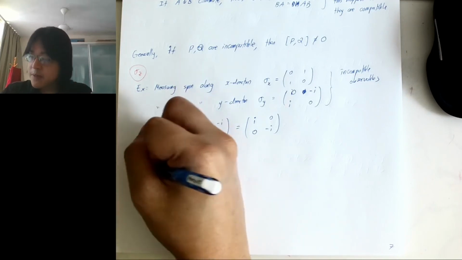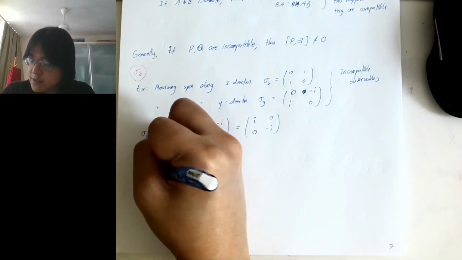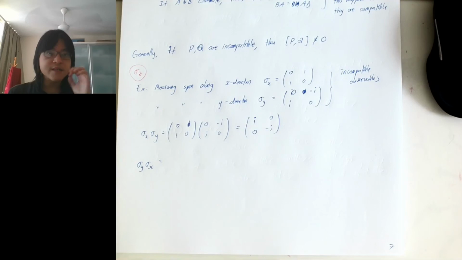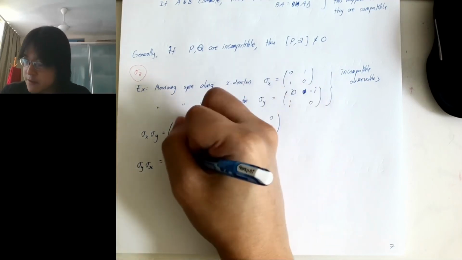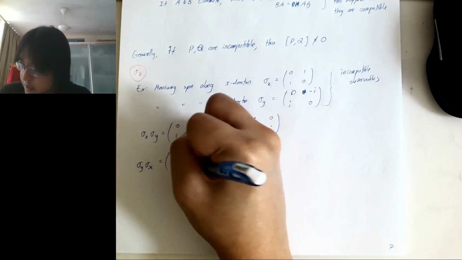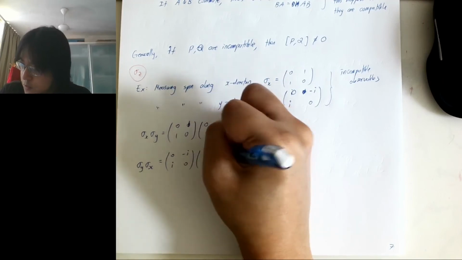But remember, matrix multiplication, if I swap the order, there's a chance I get a different number. Look at this, right? i 0 and then 0 1 1 0.